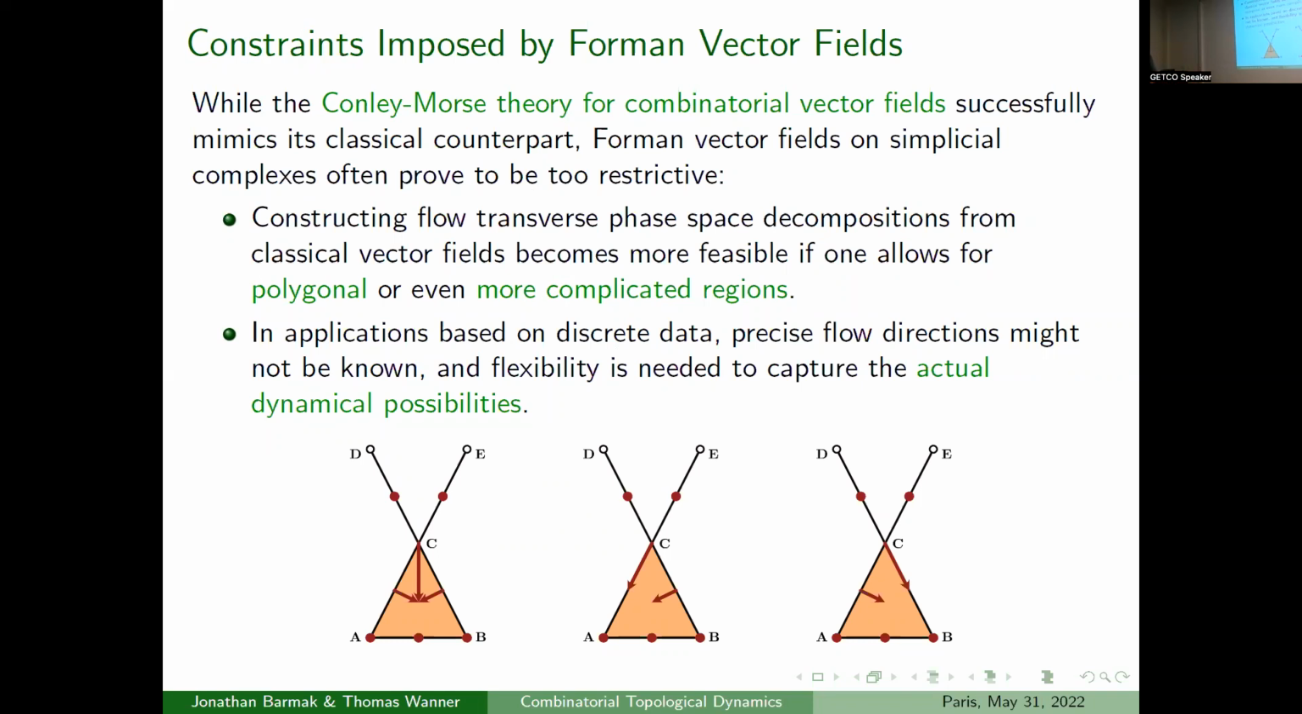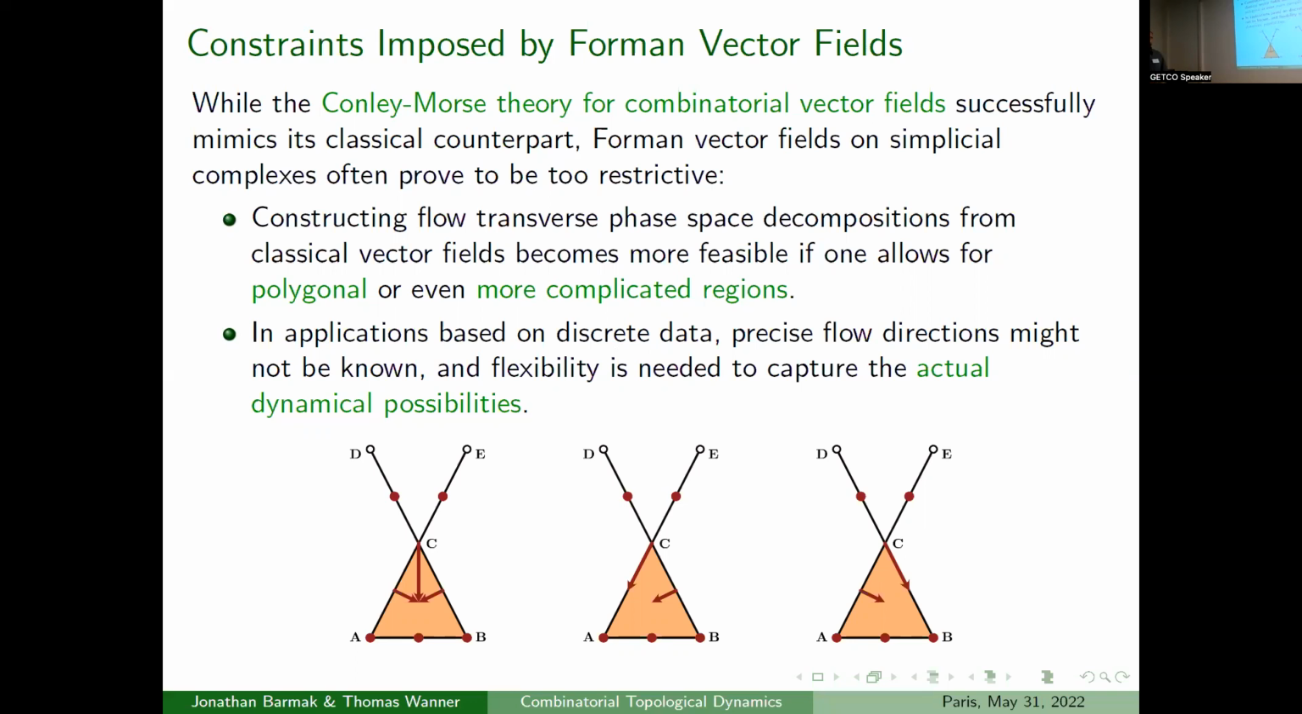I deliberately didn't go into too much detail. I mentioned earlier that if you have these flow transverse triangulations, then you can easily come up with a combinatorial dynamical system, analyze it, and then pull the information back and make statements about the classical dynamics. The problem is finding that triangulation. In 2D, that's not too bad, but the moment you get even just to 3 dimensions, this becomes a lot more complicated. You realize very quickly that being restricted to triangulations is not okay. You certainly should allow for more general regions when you do that subdivision.